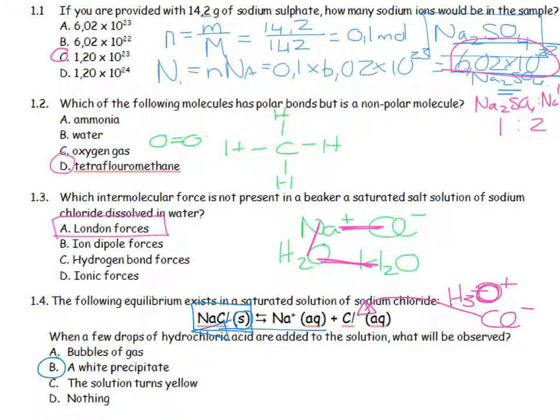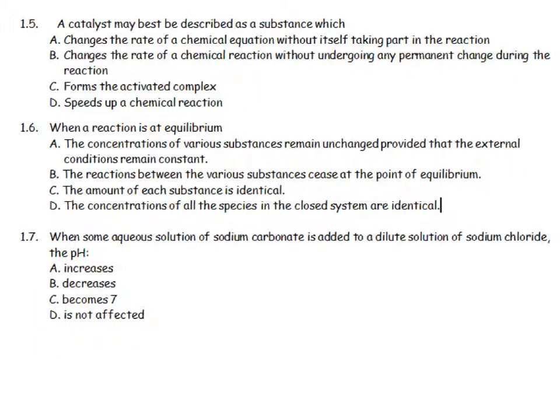A catalyst is best described as a substance which changes the rate of the chemical reaction without undergoing any permanent change during the reaction. It does take part in the reaction, it does form part of the activated complex, but that is not the best description of a catalyst. And it may speed up a chemical reaction and it may slow it down, but the important thing is that it is involved in the reaction without undergoing a permanent change.